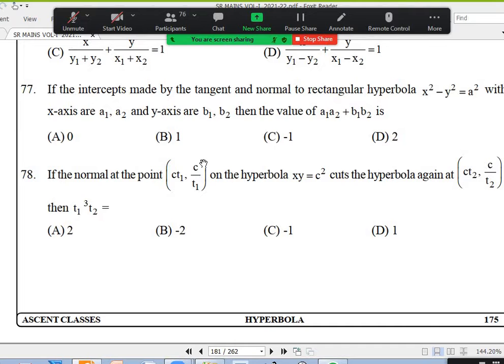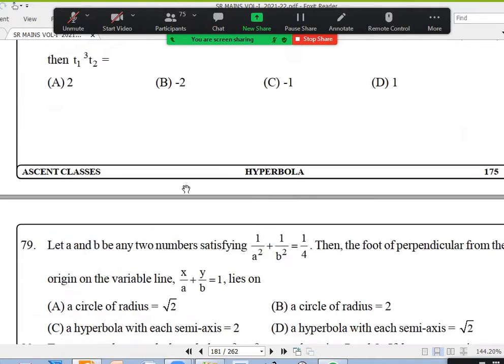Question 77 or 78, anybody any doubt? Of course, 77: nothing is about hyperbola at all. Why? Because tangent and normal are perpendicular, so just take the product of the slopes as -1, and we'll get it. Nothing connected to hyperbola. This 78 is a property.